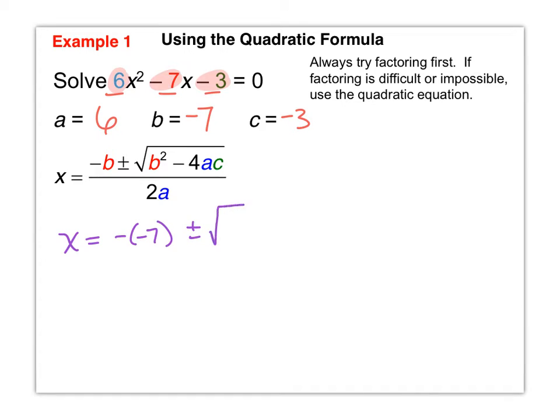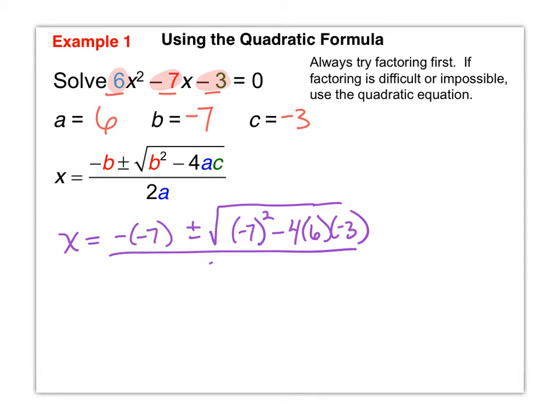Plus or minus the square root of b squared. Well, b is negative 7. You want to square that entire quantity. Be careful with the signs here. Minus 4ac, where a is 6 and c is negative 3. All divided by 2a, or 2 times 6.